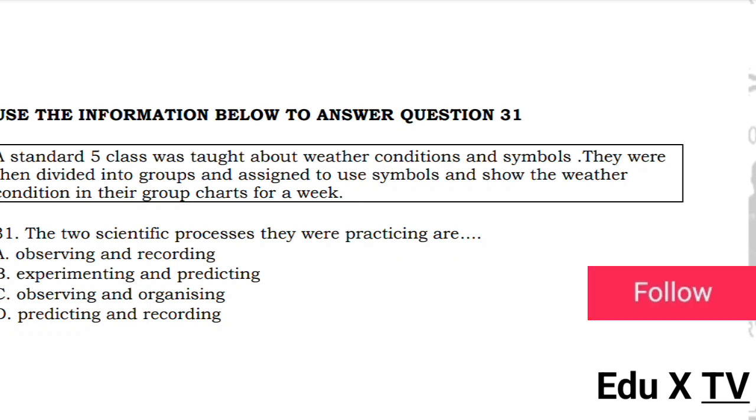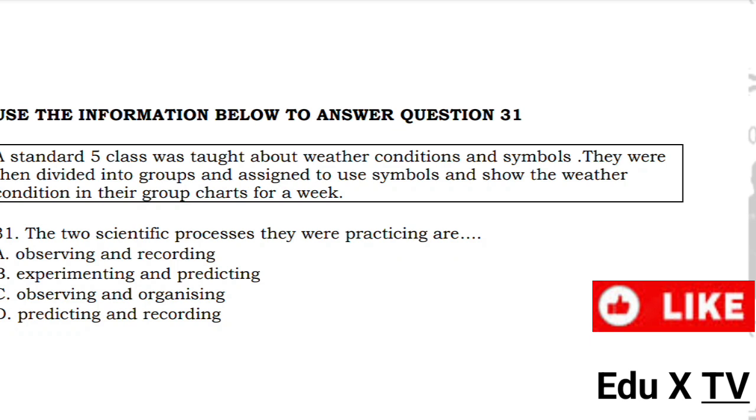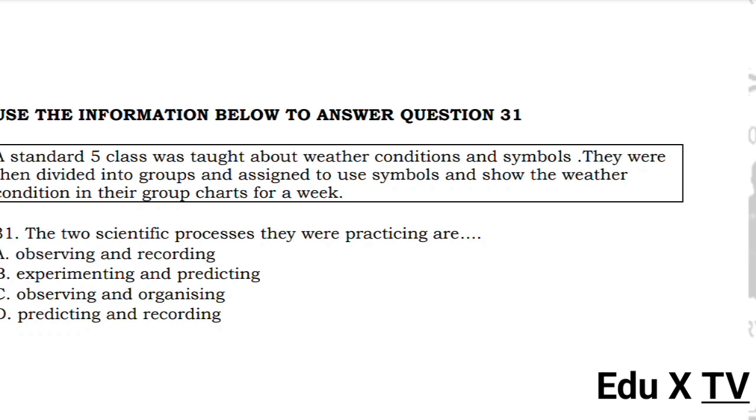Use the information below to answer question 31. A Standard 5 class was taught about weather conditions and symbols. They were then divided into groups and assigned to use symbols and show the weather condition in their group's chart for a week. Number 31. The two scientific processes they were practicing are... The answer is A.